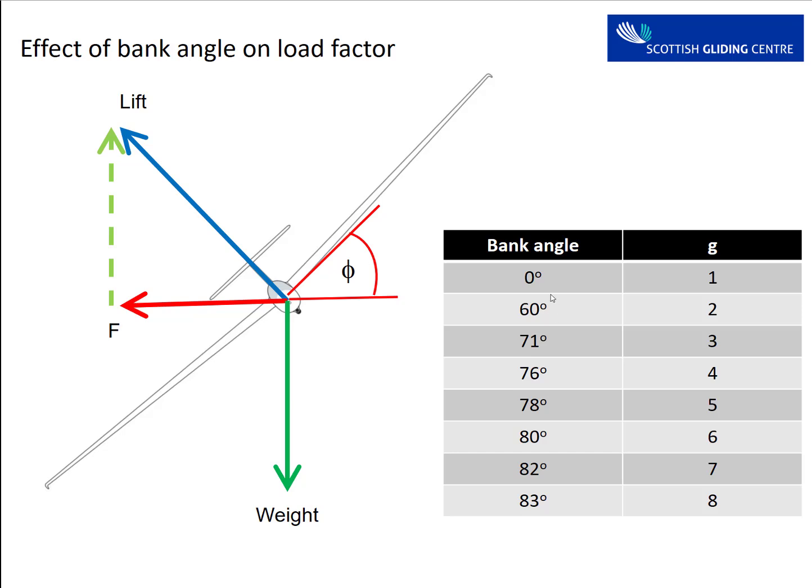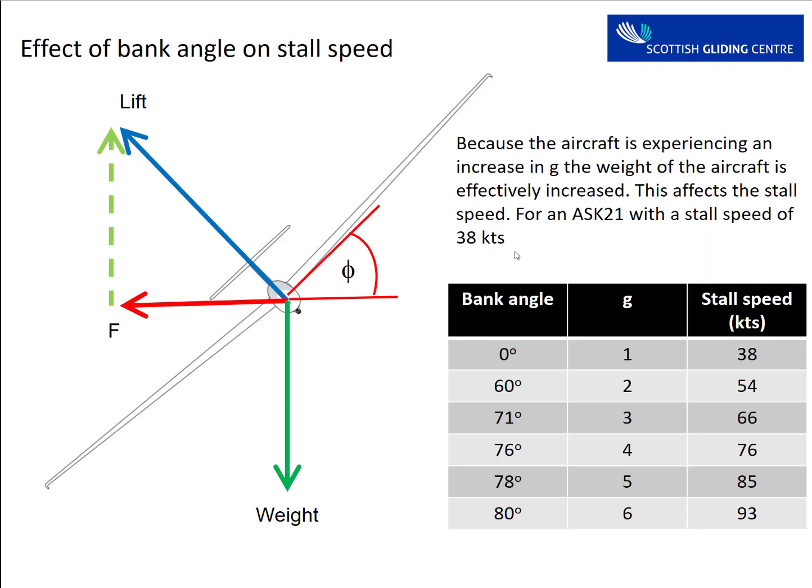And what we see is to go from 1 to 2g is 60 degrees bank angle, but to go from 2 to 3g is only 11 degrees increase in the bank angle, and from 3 to 4g, 5 degrees increase in the bank angle. 4 to 5g, 2 degrees. And once we get up to 6, 7 and 8g, all we need to do is increase the bank angle by only 1 degree. There are two problems with pulling g.